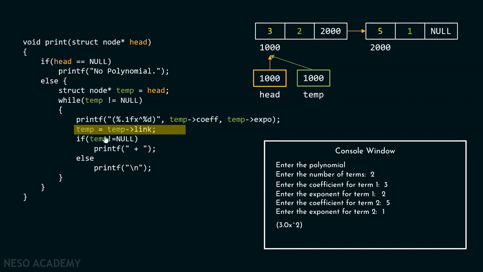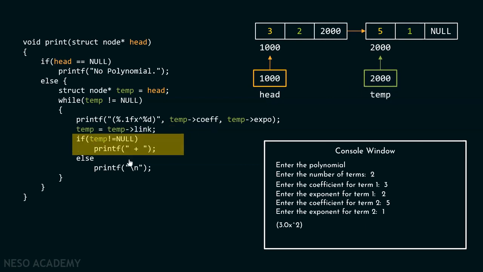After this, temp is updated by temp link, which means that temp is now pointing to the second node of the linked list. And then we will check this condition, is temp equal to null? Obviously temp is not null, therefore print plus. So plus will get printed after this. Obviously, after printing the term, we must print plus. We must check this. If temp equal to null, then we will not print plus. We will print \n. That means new line. If temp is not equal to null, then we will print plus. Here you can see temp is not null, therefore plus will get printed on the screen.